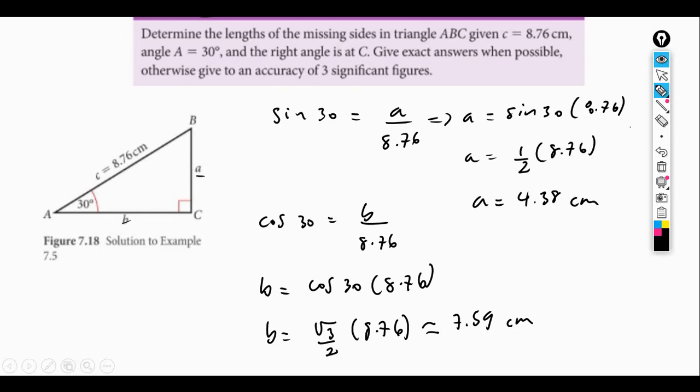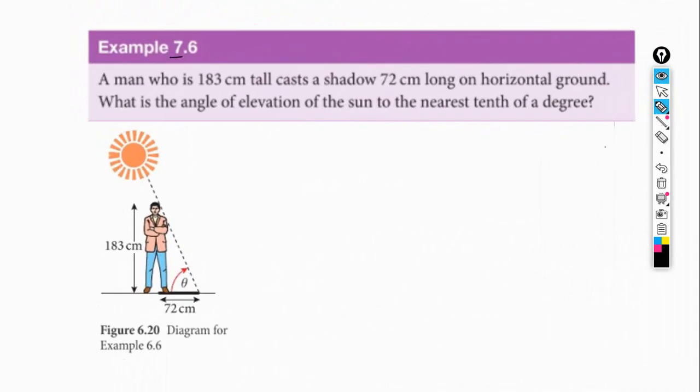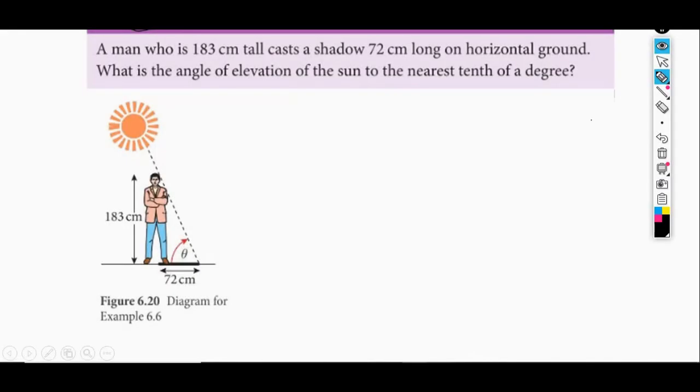Now, of course, we could use Pythagoras in order to verify these results. And you will see that if you do the square root of 7.59 squared plus 4.38 squared, you are going to get approximately 8.76. So next we have example 7.6, where they say that a man who is 183 centimeters tall casts a shadow 72 centimeters long on horizontal ground. What is the angle of elevation of the sun to the nearest tenth of a degree?